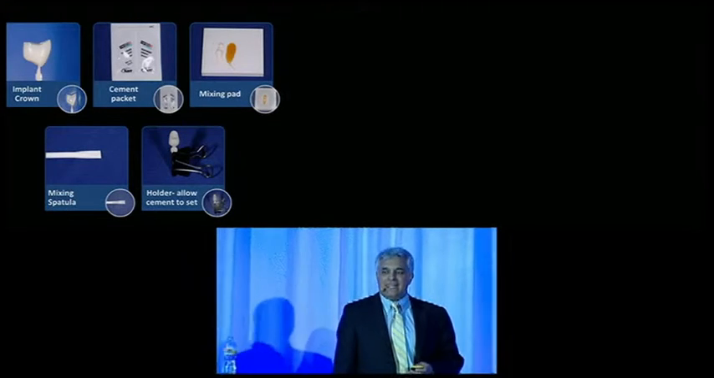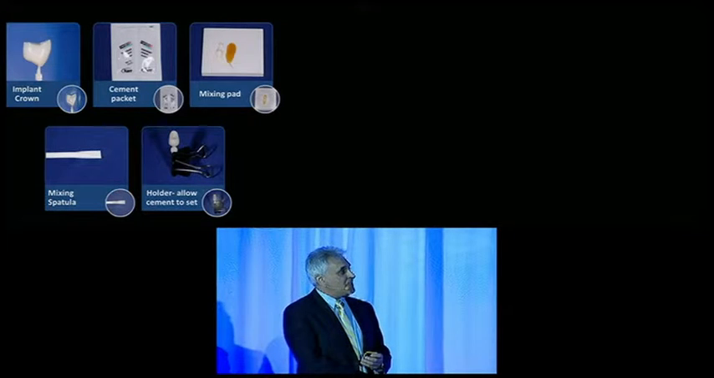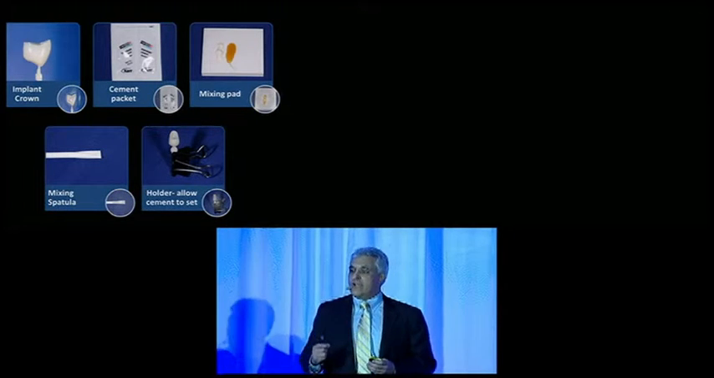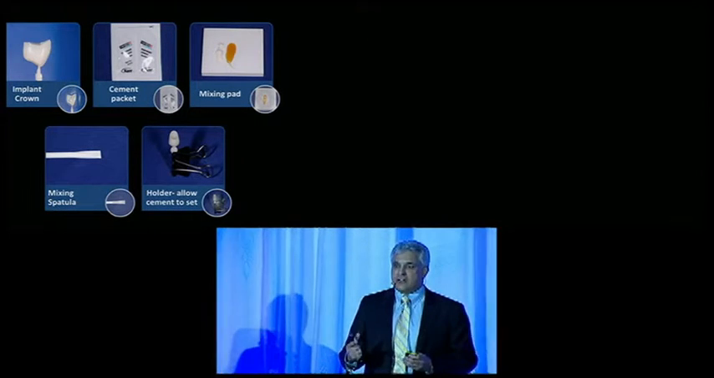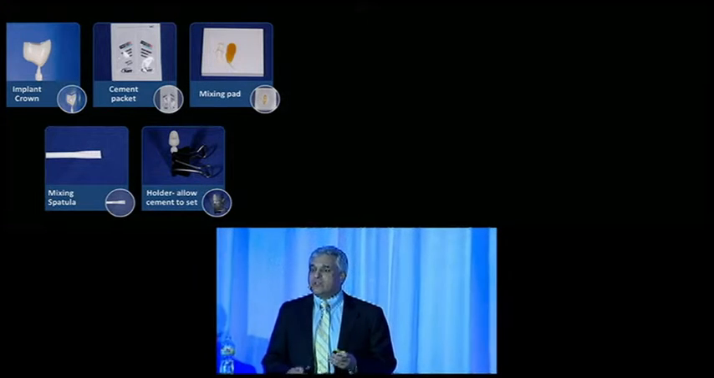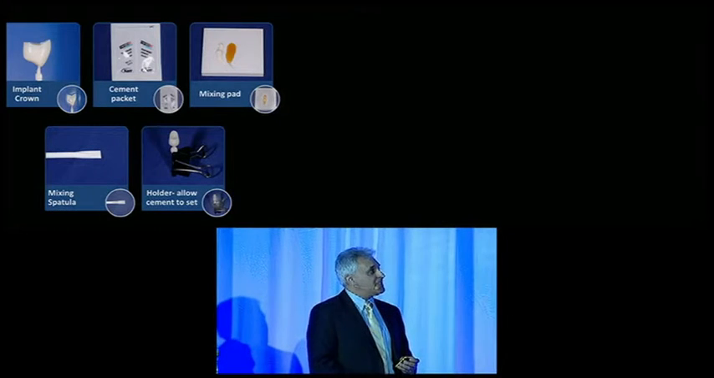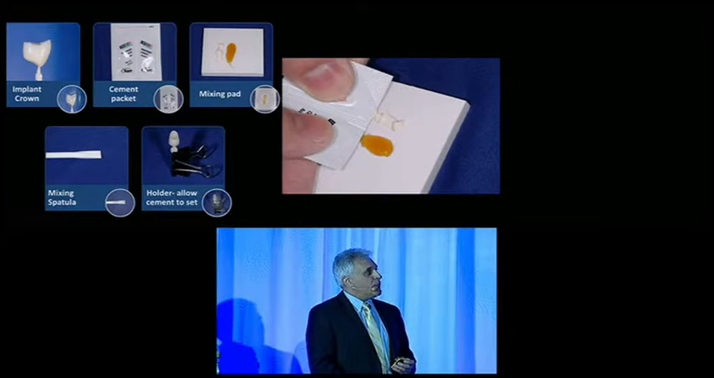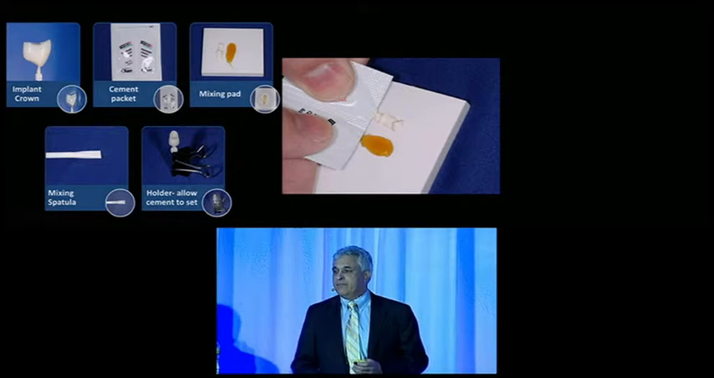So we give them a packet, and in the packet is the crown, some cement, a mixing pad, a mixing spatula, and several different devices to apply the cement. There was a brush, there was a spatula, and there was a probe and another instrument. We didn't show them because we didn't want to bias them. We simply said, what we're going to do is get you to mix this cement. Once you've mixed it, we want you to load the crown, put it in a clip, leave it, and we'll pick it up later.